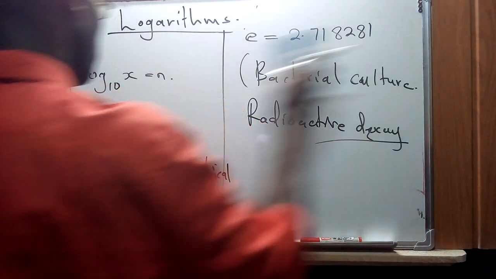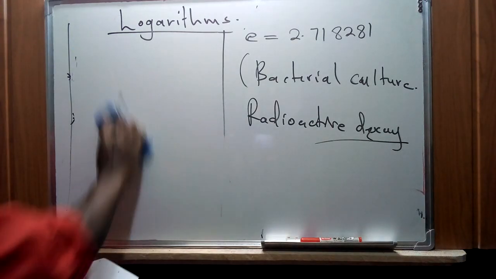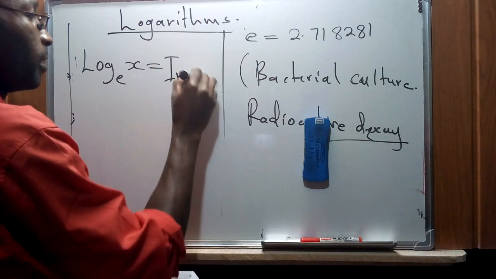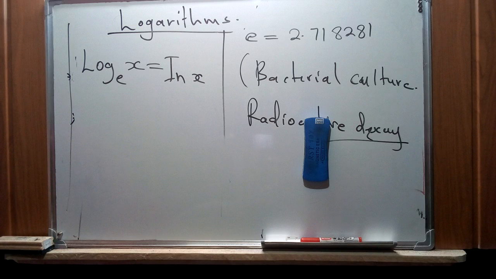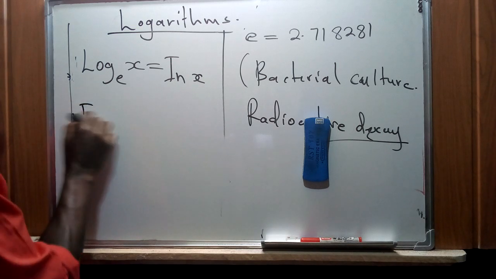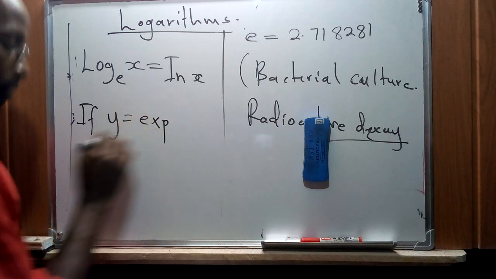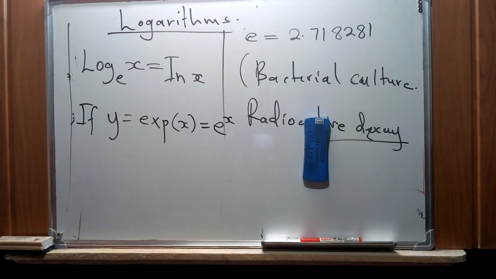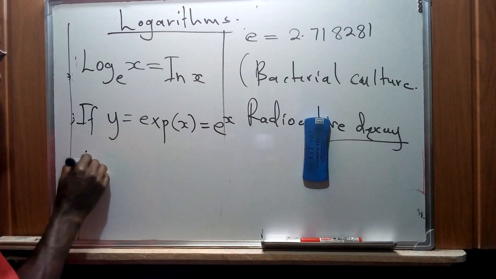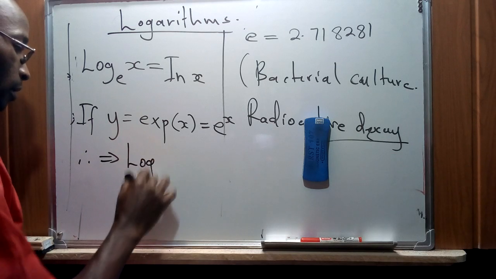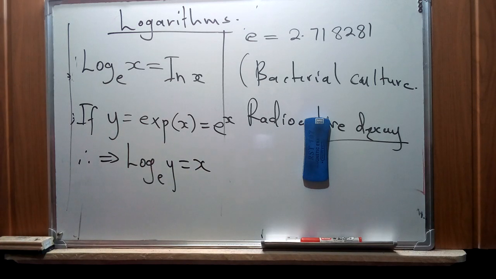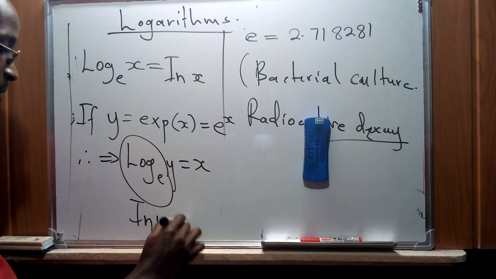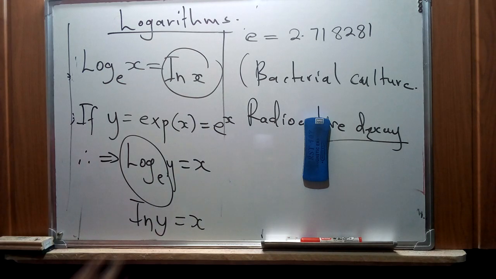So in this case, we're going to give a demonstration. Log to base e is referred to as the natural logarithm. So if I have log to base e of x, this can be written as the natural logarithm of x. Therefore, log to base e is called the natural logarithm. If we have a function like y equals e raised to x, implying that log to base e of y equals x, this is the same as saying the natural logarithm of y equals x. So these two forms can be written in these two different ways.